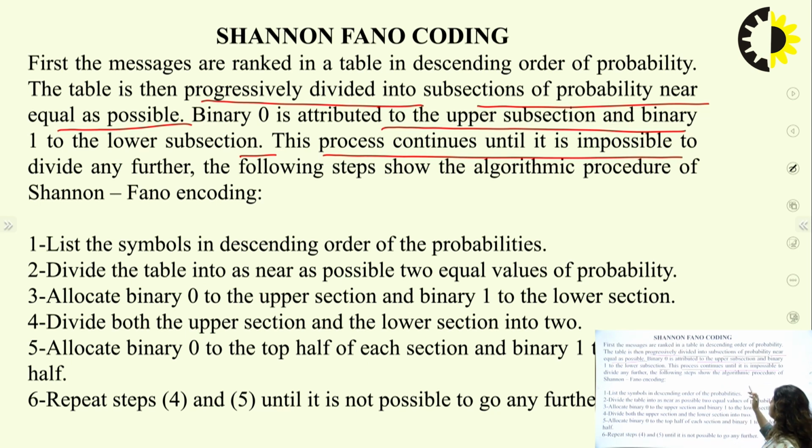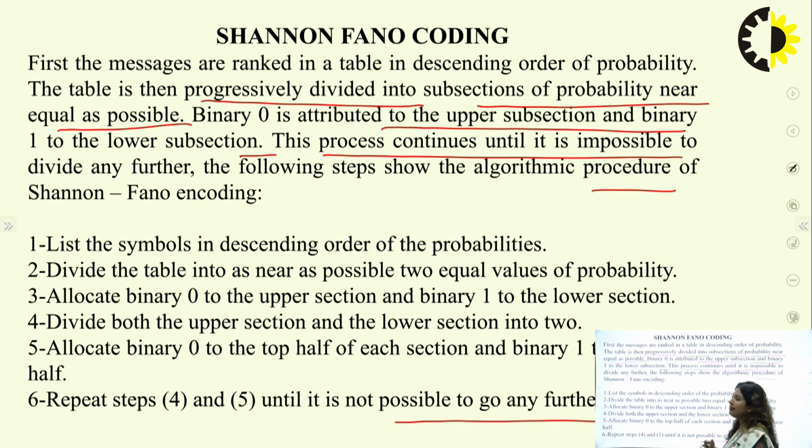The following steps show the algorithm procedure of Shannon-Fano coding. List the symbols in descending order of the probabilities. Firstly, divide the table as near as possible into two equal halves of probability. Allocate binary 0 to the upper section and binary 1 to the lower section. Divide both the upper section and the lower section again into two parts. Until you get all the elements individually, you have to divide the table. Allocate binary 0 to the top half of each section and binary 1 to the lower half. Repeat steps 4 and 5 until it is not possible to go any further.